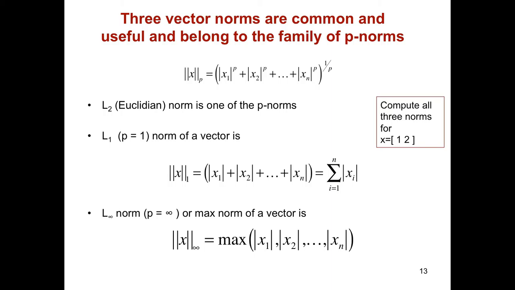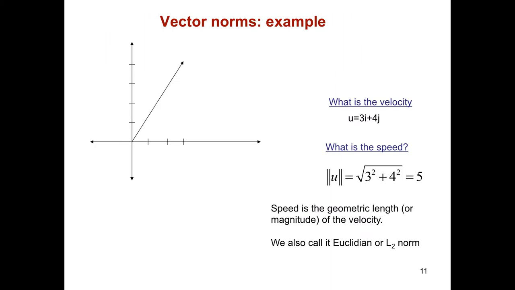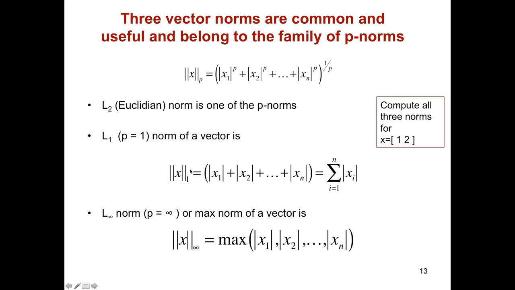And that's precisely what I referred to here. The absolute value of this part is 3. I have to travel 3 blocks this way, and then I have to travel 4 blocks up. So I sum up 3 plus 4, and I will get 7 as the norm 1 of that vector that I showed.